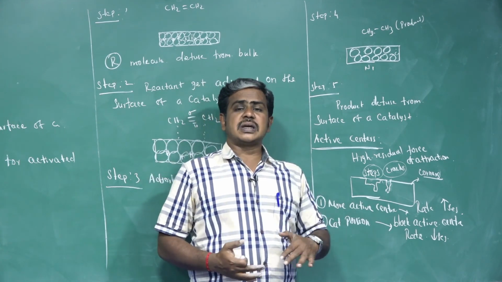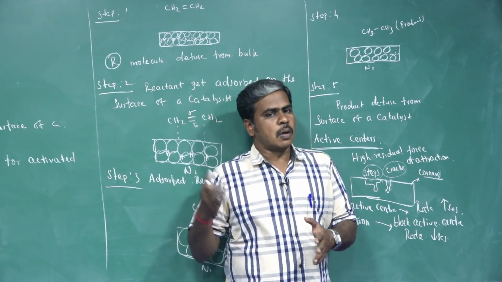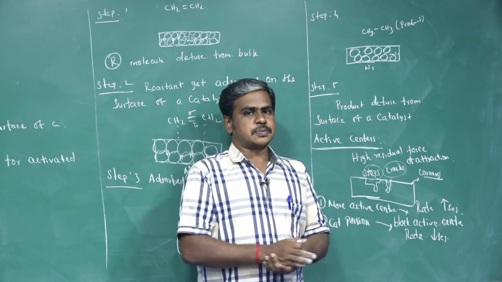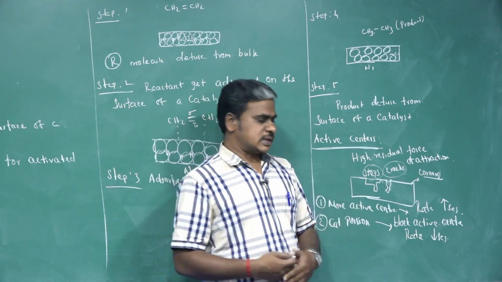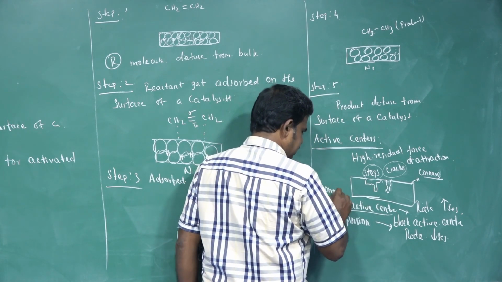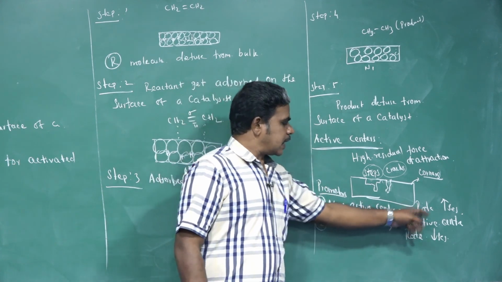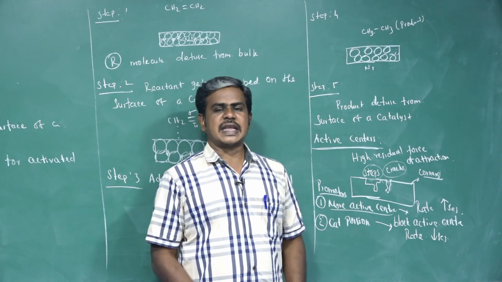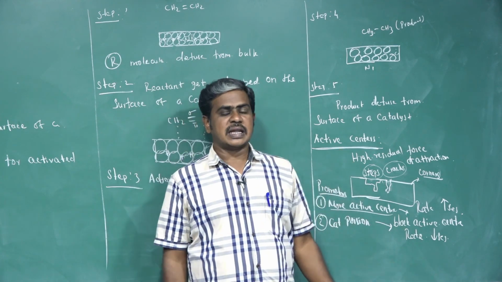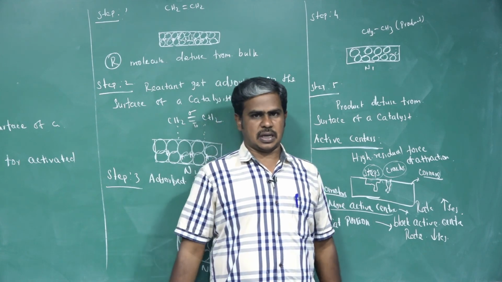Then, if it is a promoter, what will happen? The number of active centers increases. With more active centers, there is more adsorption, so the rate of the reaction increases. So promoters increase the active centers, so that the rate of the reaction increases. So it explains heterogeneous catalysis, and it also explains the action of promoters and catalytic poison. So that is adsorption theory. Thank you.